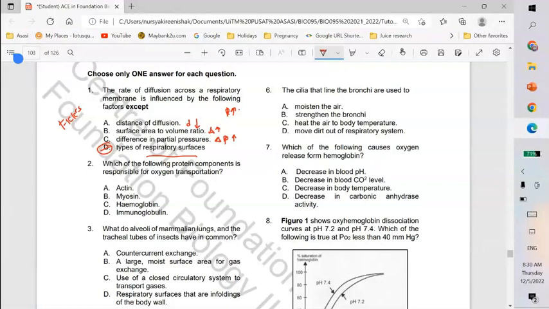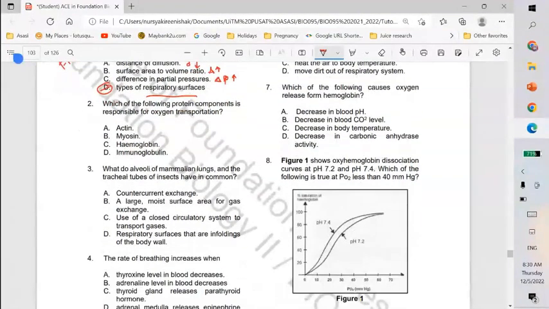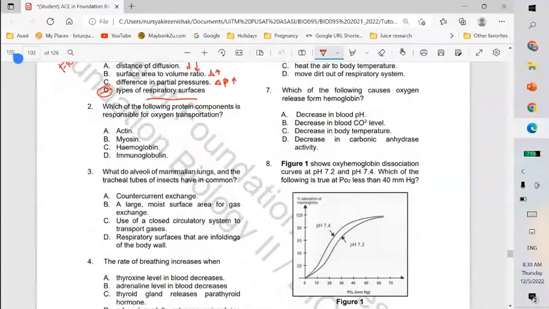Because whether it is gills, lungs, or the skin, all of these respiratory surfaces will have the same characteristics that contribute to their ability to increase the rate of diffusion. Okay, so thank you, Afrina. So number two, Muizuddin.